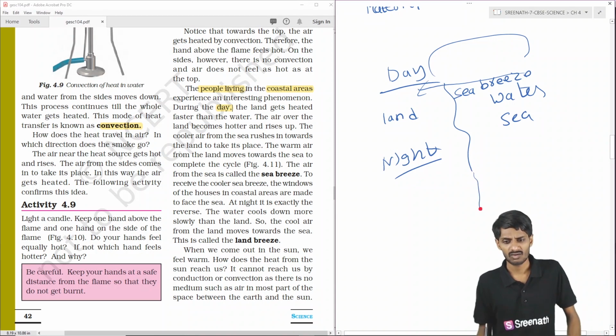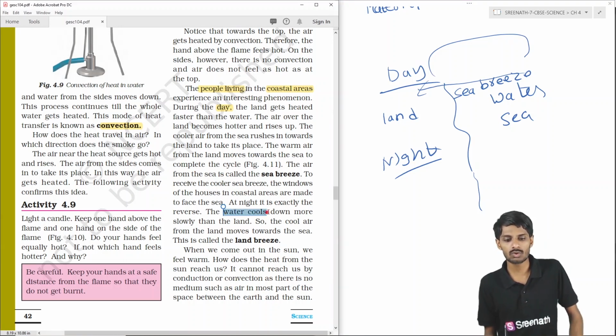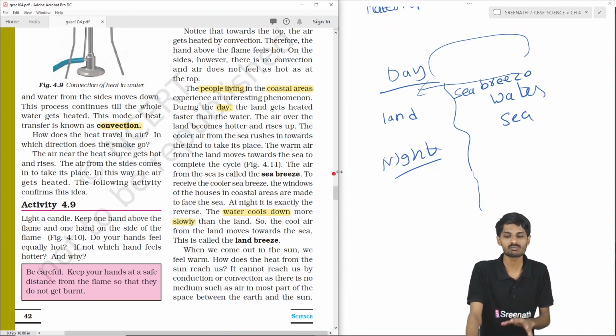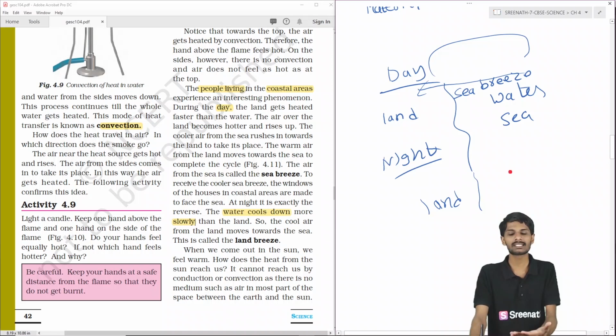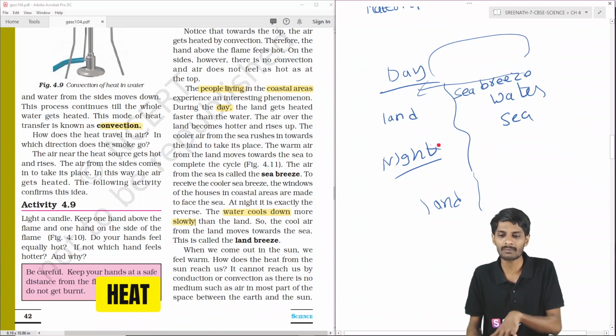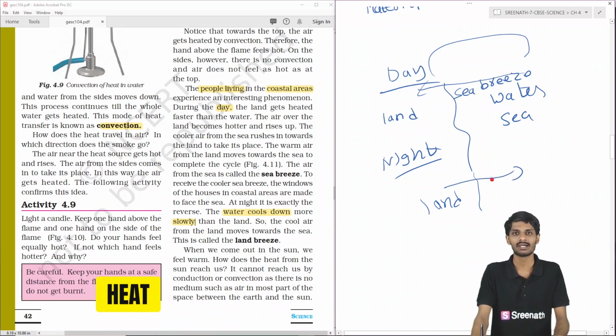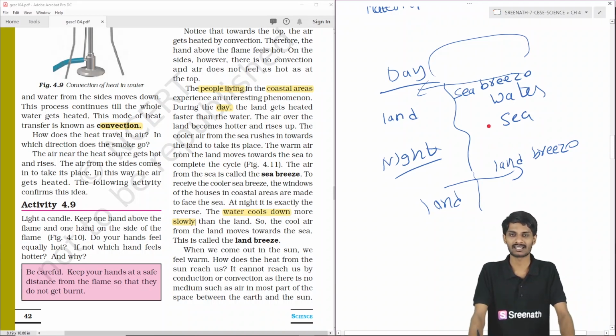So what happens at night? In the coastal areas, at night it is exactly the reverse. Water cools down more slowly, but land becomes cool suddenly. The water takes some time to cool, so it is somewhat hot. Due to this somewhat hot air over the sea, the cold air moves from land to sea. This is called a land breeze. This occurs in the case of coastal areas. In the daytime a sea breeze, and in the night time a land breeze will occur, students.